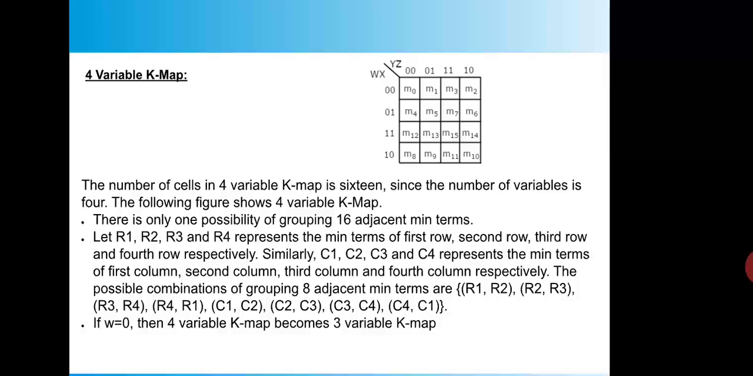Now the possible groupings of 8 adjacent min terms are R1, R2, then R2, R3, R3, R4, and next R4, R1, that is the maximum row possibilities. Then you have C1, C2, C2, C3, C3, C4 and C4, C1 again. So these are the possible mappings you can go for, adjacent min terms. Based on these adjacent min terms only you have to put the square. Otherwise you won't get the simplified Boolean equation or function. Fine. So if w equals 0, then the 4 variable map becomes a 3 variable Kmap. So you can reduce when one of the literals, like w, becomes 0.